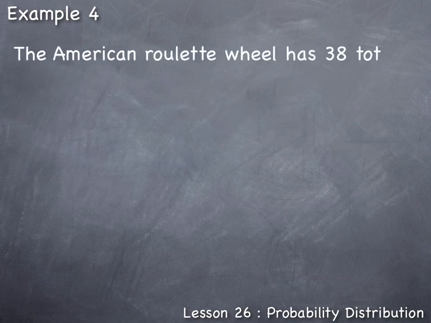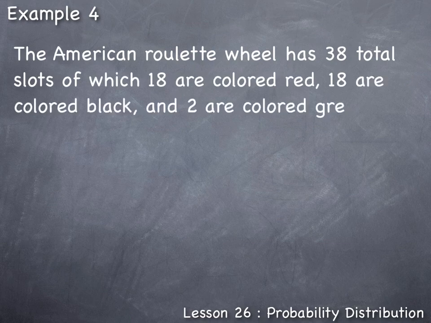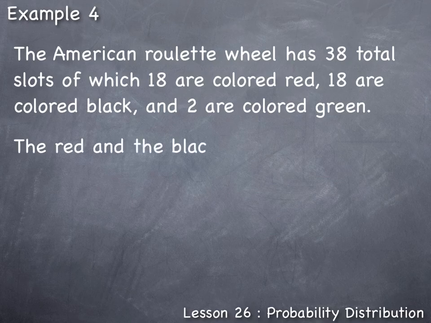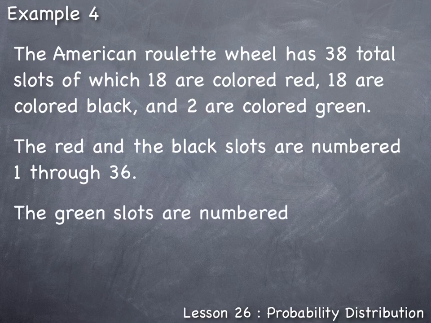The American roulette wheel has 38 total slots, of which 18 are colored red, 18 are colored black, and 2 are colored green. The red and the black slots are numbered 1 through 36. The green slots are numbered 0 and 00.